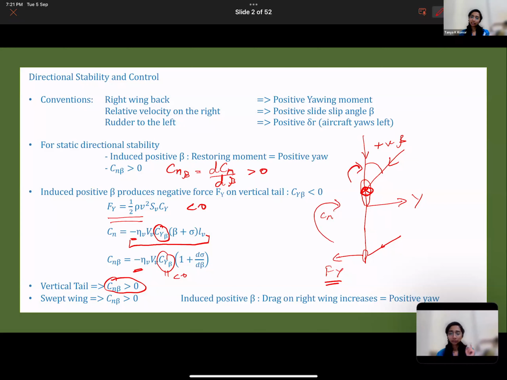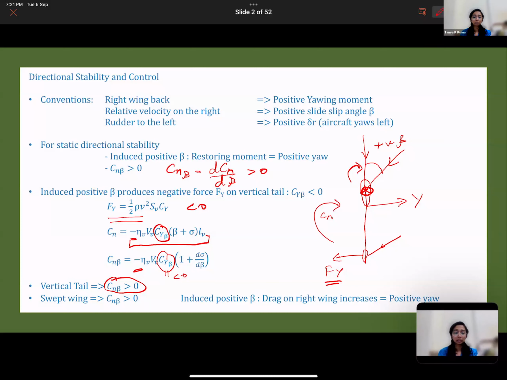So it's analogous to your longitudinal case. In the longitudinal case, like Sandra said, dCm by d alpha should be less than 0. In the directional stability case, dCn by d beta should be greater than 0. So the structure on your aircraft that contributes towards this stability is the vertical tail. We just saw: positive beta produces negative force, produces positive Cn. Hence, Cn beta is positive.